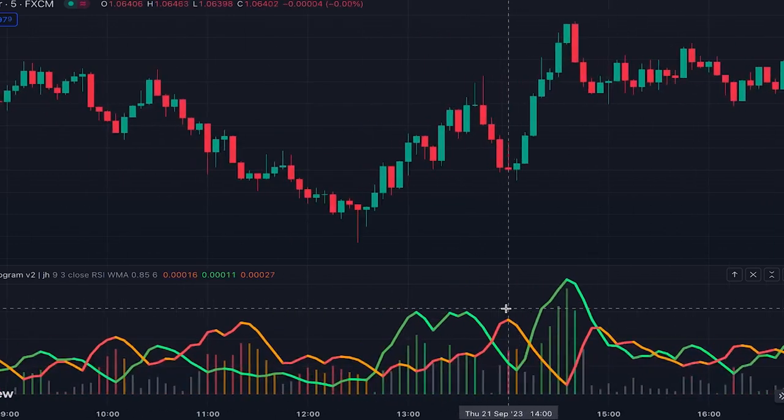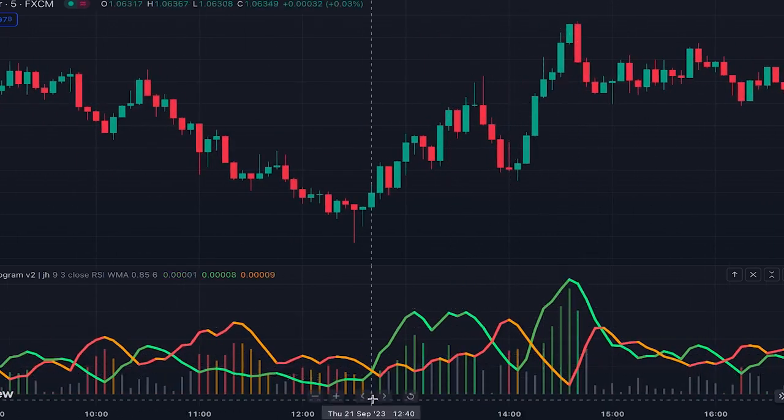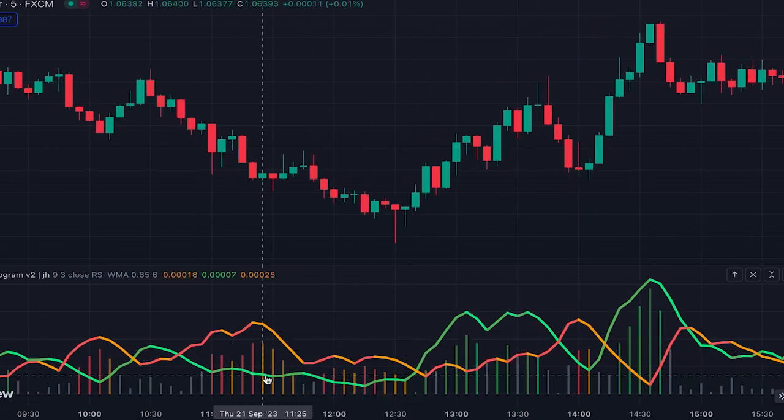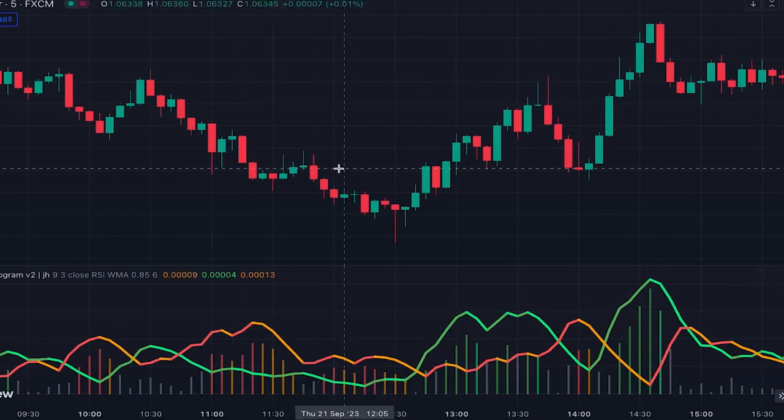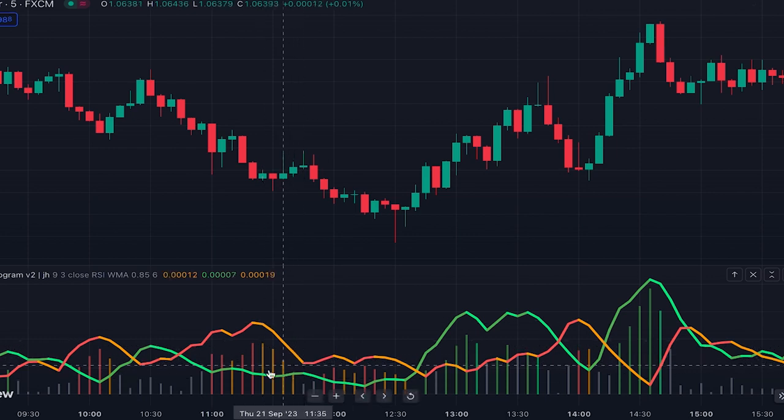And when the histogram becomes green, it shows strong advancing of the price, and when it becomes red, it shows strong declining of the price. And similar to these two lines, the histogram also changes color between dark and light green or red and orange, depending on the changes that are happening in the strength of the momentum.